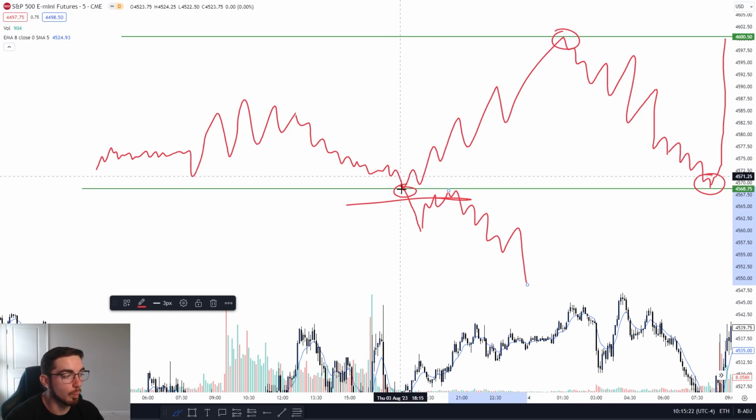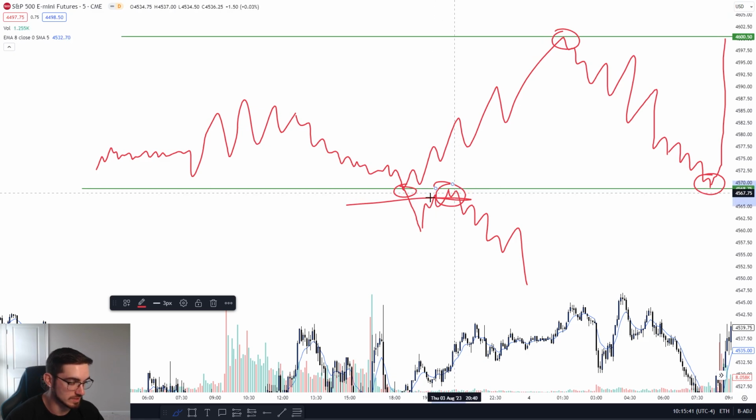So as a result, when price breaks support, it is more than likely going to become resistance, as you can see right here. Which again can set up for a high probability trade because you have the buyers scrambling to exit their positions, as well as the short sellers trying to get back into the position. So remember, when support is broken, more than likely it will become resistance.